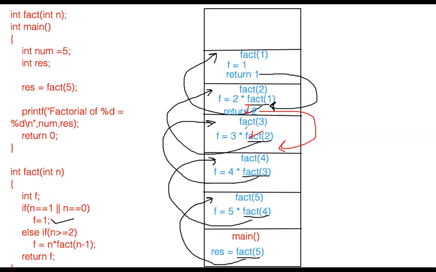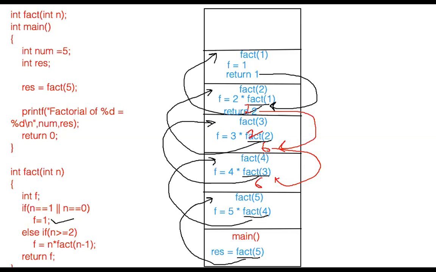It is 2. So what does f become in fact of 3? What is the value of f now? It is 6. So again, this value 6 gets returned to whom? Fact of 4. It gets returned to fact of 4. So the return value of fact of 3 is 6. You just have to write here 6.